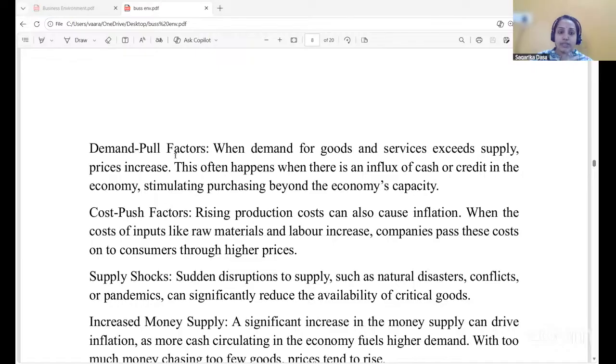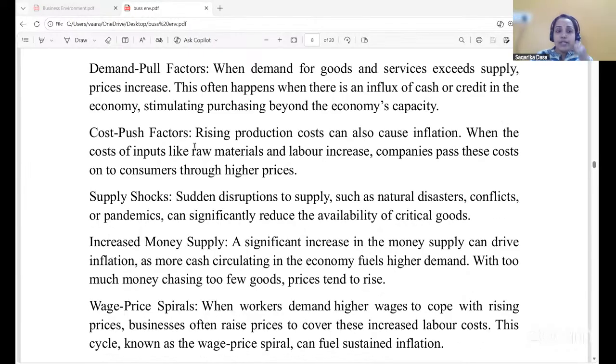Demand pull factors: when the demand for goods and services exceeds supply, that is, supply is limited but the demand is very high, then the prices increase. Then cost push factors: a rise in the production cost can also cause inflation. As the cost of production, land, labor, capital, organization increases, it will have an impact on the prices of the goods. So as the cost increases, the price also increases. That is cost push factors.